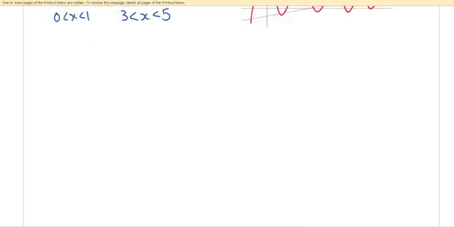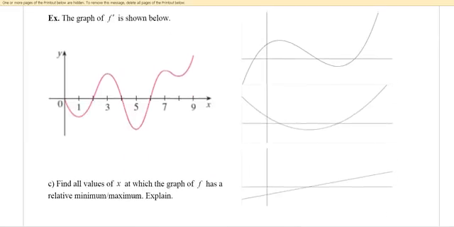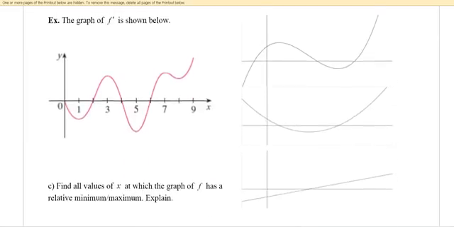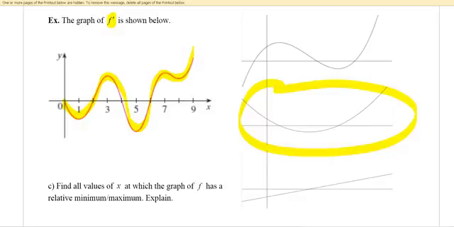Let's move on. Question number C. Same kind of graph. I'm given the derivative, so this whole thing is the derivative. I should be focusing on that part right there. Let me just delete all this. Delete that, delete that.